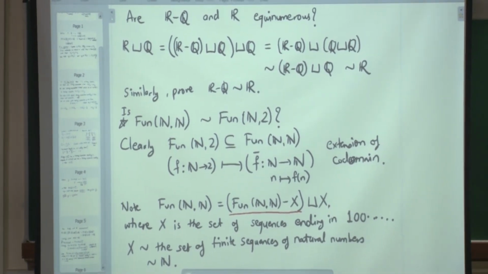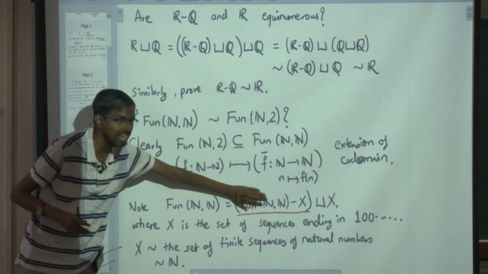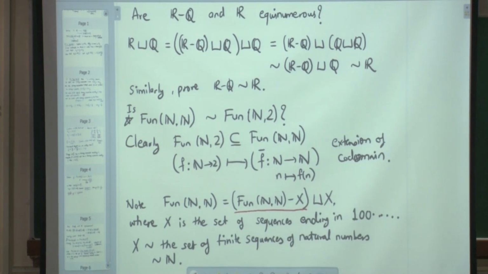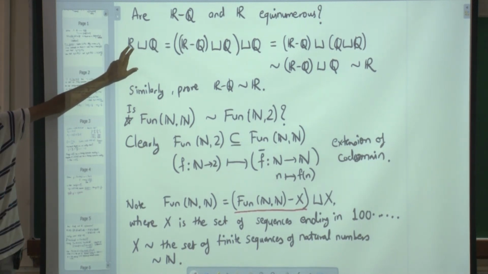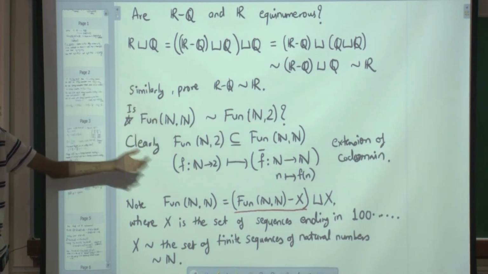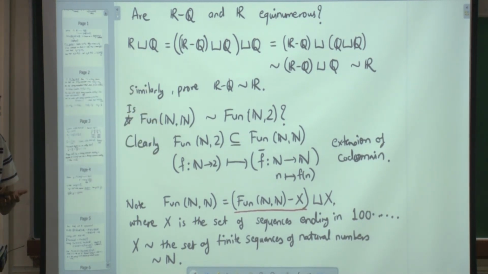Because see, this function maps inside the interval 0, 1. 0, 1 is the same as functions from N to 2. Okay, but you will say that we haven't shown that this full set of functions from N to N maps inside that, but the argument is just like this. Even if you remove a countable set, it doesn't really matter. You are still in bijection with your original set.